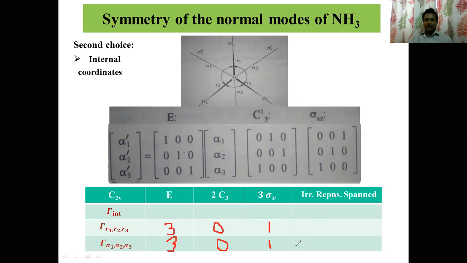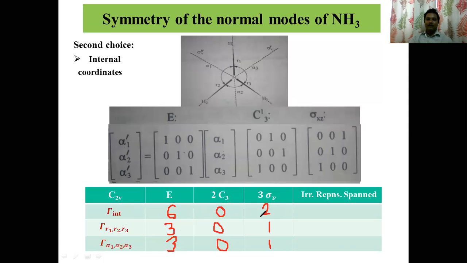So that is the reducible representation using the bond vectors only and bond angles only, because they don't interchange. So that is the reason we can do it. Then the total should be the addition of these two, so that should be 6, and this is going to be 0, and this is going to be 2. So this is the internal coordinates.